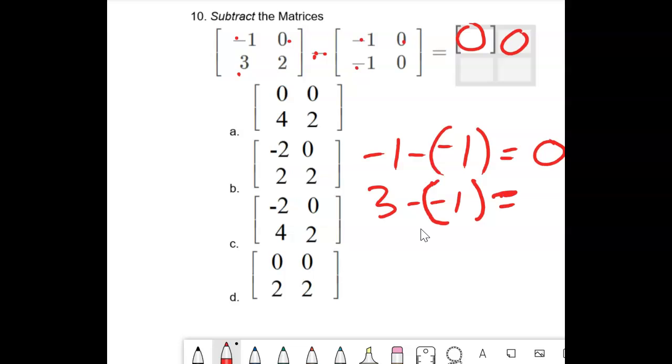3 minus -1 is like 3 plus 1, so 4. And then 2 minus 0 is 2. 0, 0, 4, 2. There we go. All right, now that's your review.